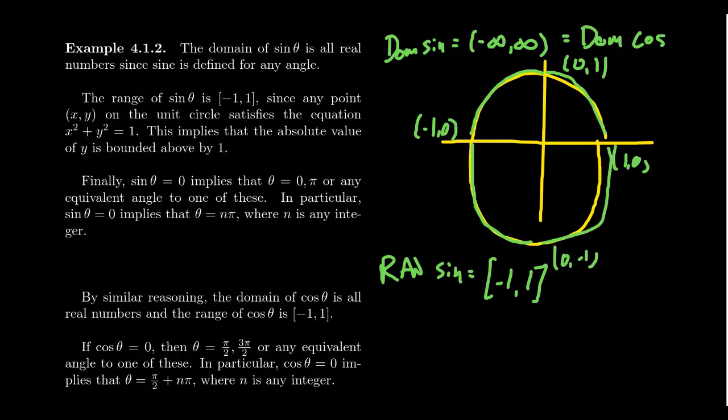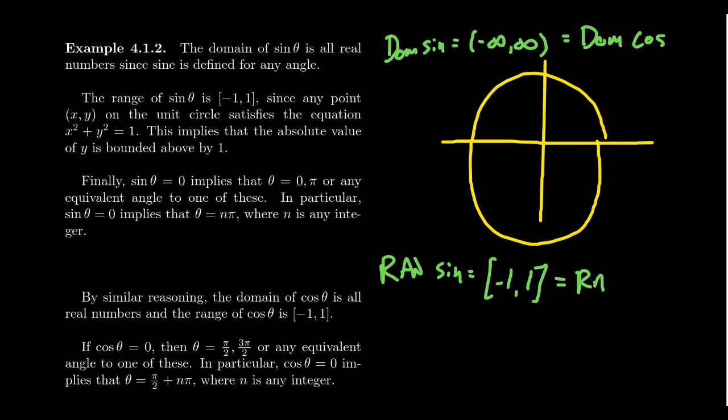Now if we focus on the x-coordinate, it starts at 1, it shrinks to 0, then it continues to shrink to negative 1. Then the x-coordinate is going to grow until we get to 0. Then it'll grow until we get back to 1. And so we see that cosine, the x-coordinate, will also be bounded by these two numbers, just for different reasons, right? The biggest the x-coordinate could be is on the right-hand side at 1. The smallest the x-coordinate could be is negative 1 on the left-hand side of the unit circle. So we see that the range of cosine is likewise going to equal negative 1 to 1.